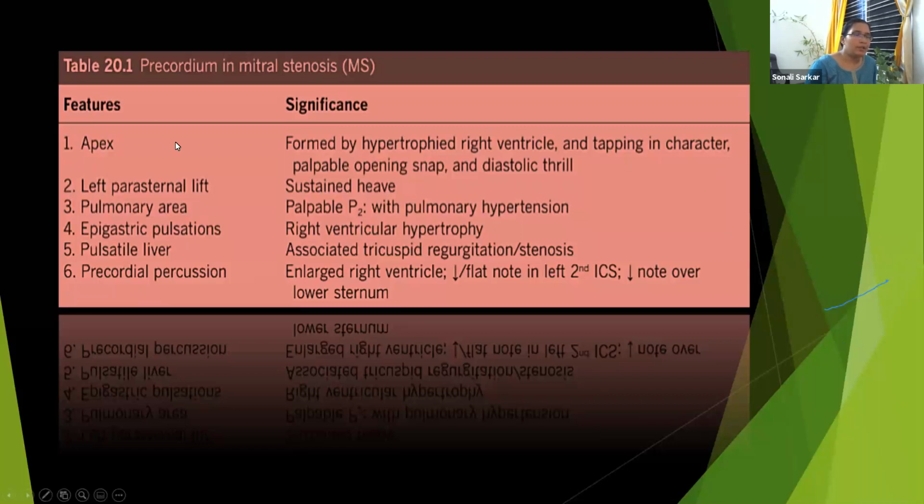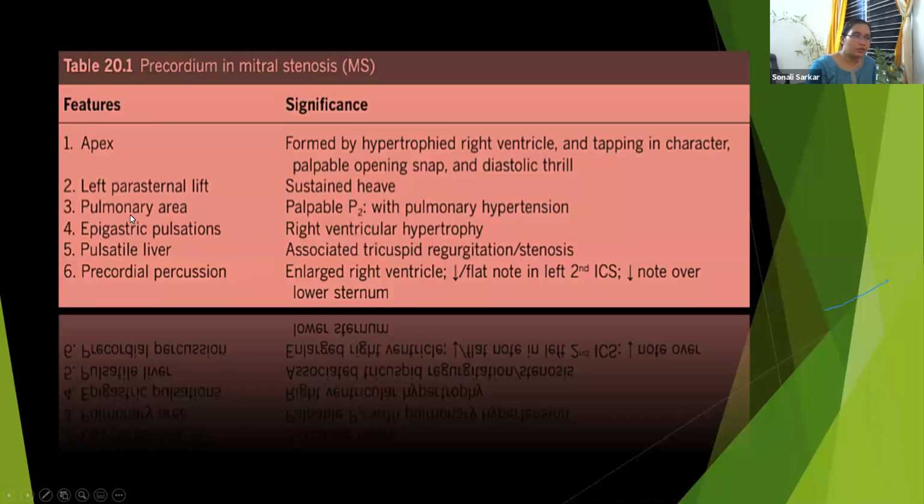So, am I clear? The apex in mitral stenosis will be formed by the right ventricle. That is, it will be found outside the left midclavicular line, but in the fifth intercostal space only. It will be tapping in character. You may have a palpable diastolic thrill. A palpable opening snap is not common. The left parasternal lift will be formed by the right ventricle. That will be a sustained heave because the patient most commonly has moderate to severe pulmonary hypertension, so you'll get features of it in the form of a left parasternal heave.